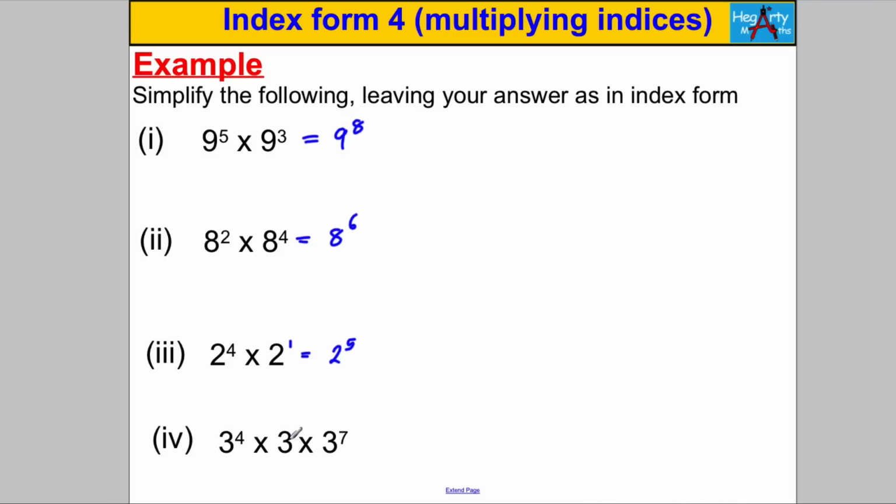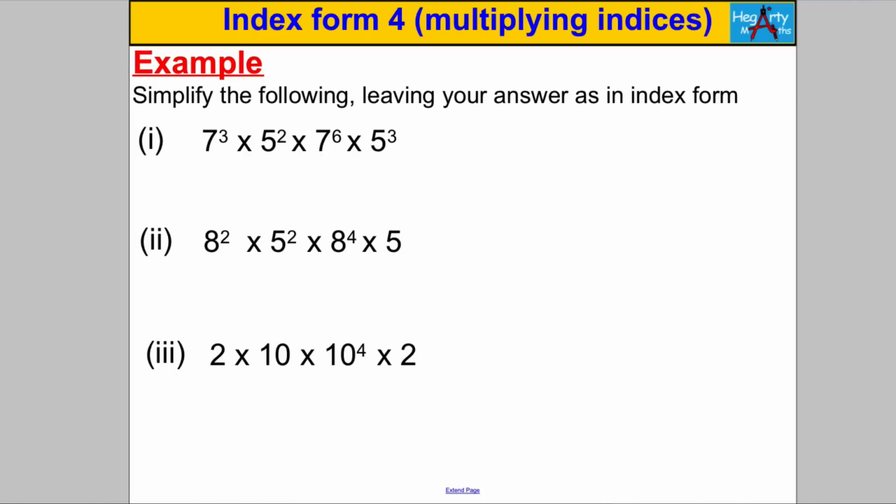3 to the 4 times 3 to the 1 times 3 to the 7. I can add 4, add 1 is 5, add 7 is 12. This will be 3 to the 12, and we're done. Next one, pause and see if you can do it.